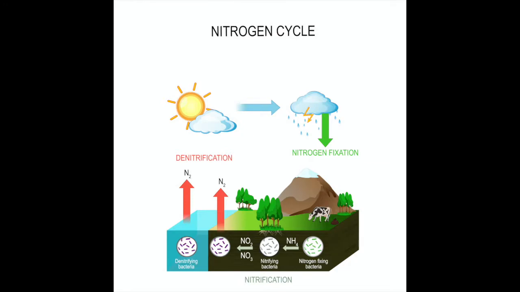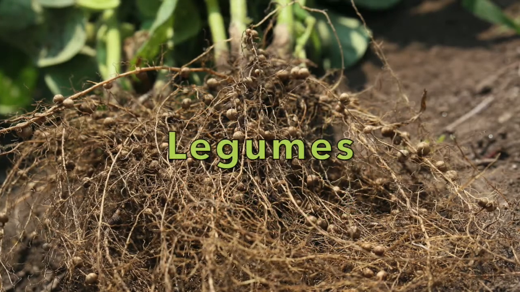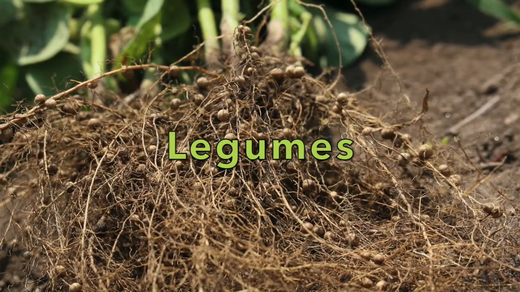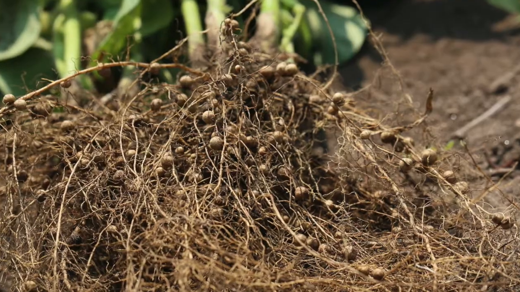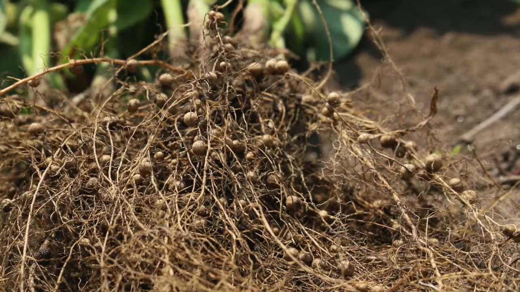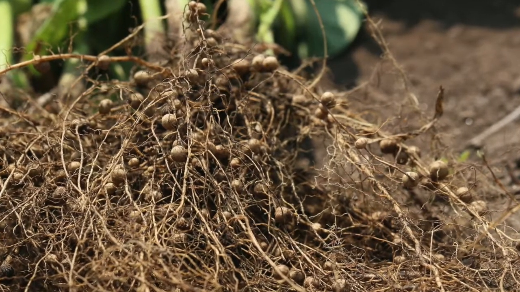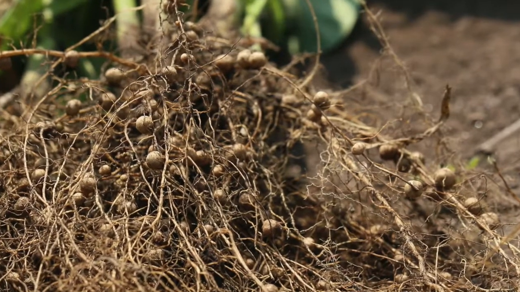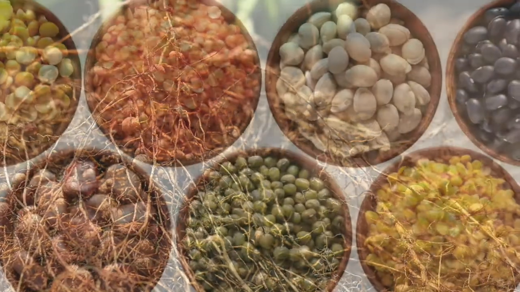Since atmospheric nitrogen, symbolized as N2, is not useful to plants, soil microbes, such as nitrogen-fixing bacteria, fix nitrogen by converting it to ammonia and other nitrogenous compounds that plants can use. Legumes are examples of plants that have nitrogen-fixing bacteria in nodules around their roots. These bacteria convert nitrogen gas into usable nitrogen compounds for plants.